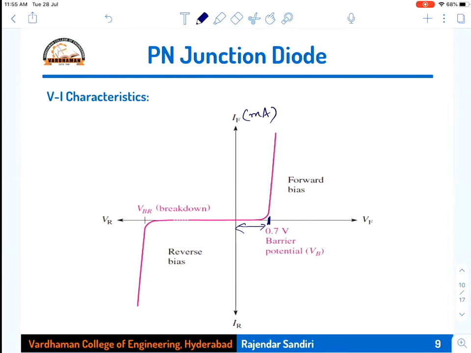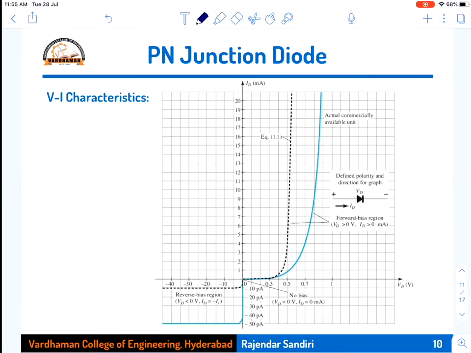That reverse saturation current is very, very small, of the order of nanoamperes or microamperes. Reverse current is nanoamperes or microamperes, very, very small, which is approximately equal to 0. That's why the graph is drawn here as 0. Or accurately, if you see, the graph will be like this.